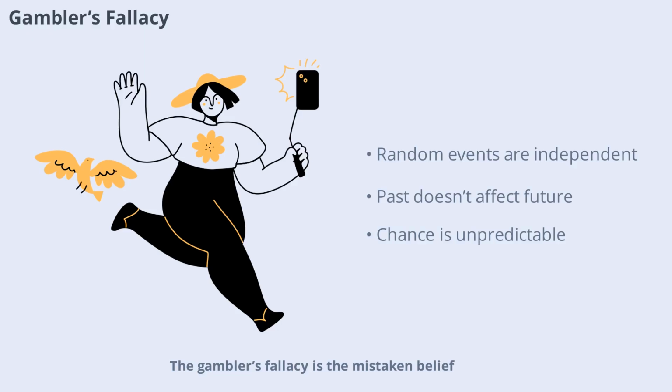Gambler's fallacy is the mistaken belief that past random events affect future ones. For example, I've flipped heads 5 times in a row, so tails is due next. Each coin flip is independent and previous outcomes don't change the odds. Recognizing this fallacy helps us make better decisions in situations involving chance.